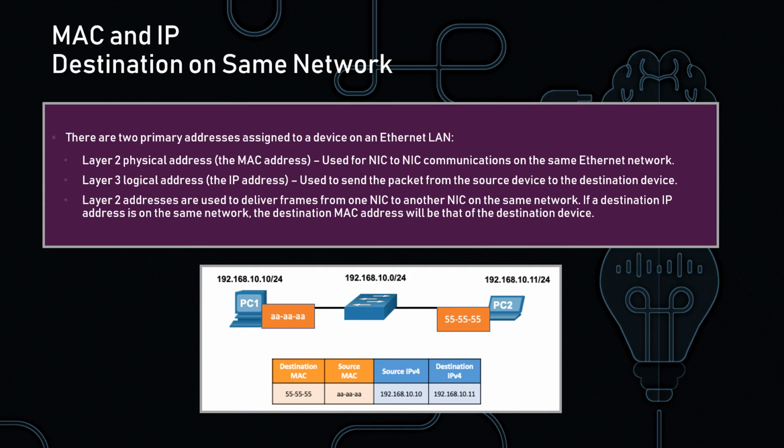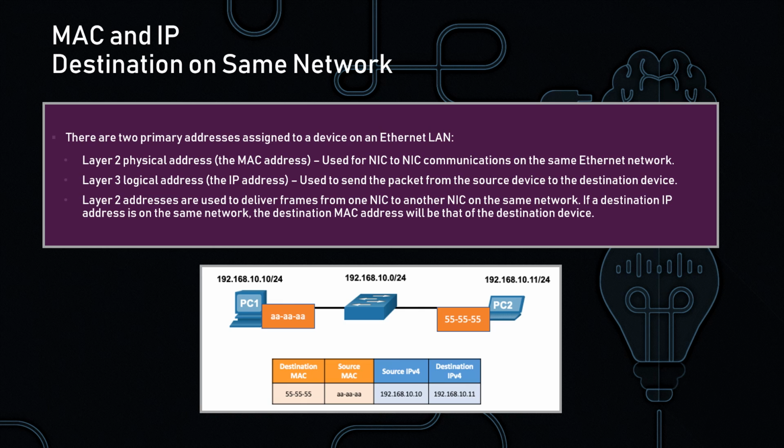So let's look at MAC and IP first. There are two primary addresses that are assigned to a device on an Ethernet LAN. So we have our physical address, which is at layer 2, and our logical address at layer 3. So the MAC address and IP address. The MAC is used for NIC to NIC, what we would call link local communications on the same Ethernet network. And the logical address is used to send a packet from the source device to the destination device. We have to be able to uniquely identify each device on the network by its IP address.